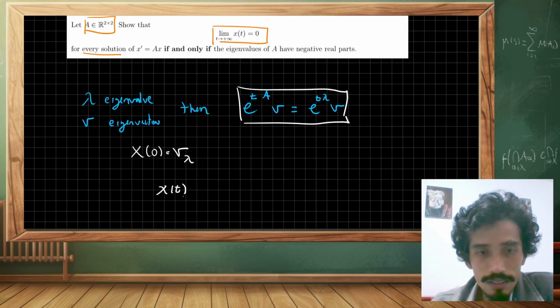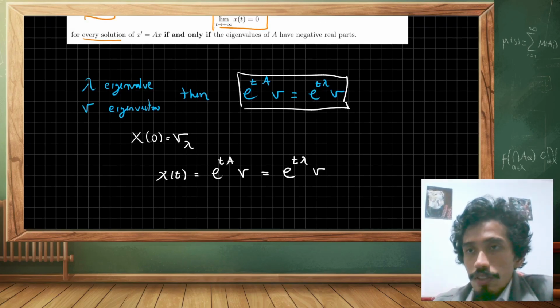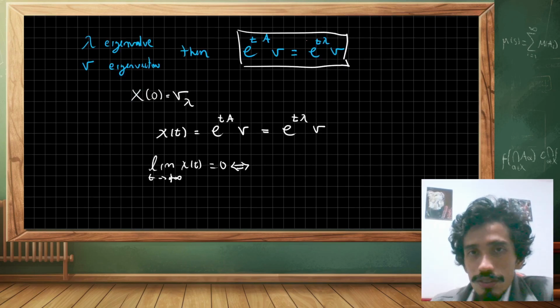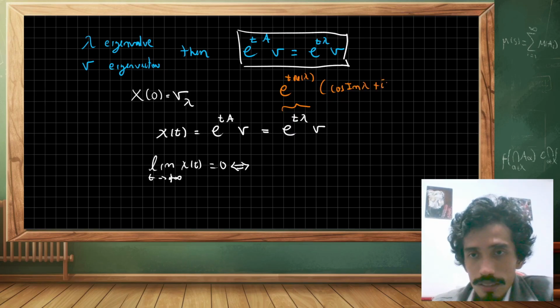And then we know that this is equal to, by the property, and I think that is clear. So at this point, the limit as t goes to plus infinity will be 0 if and only if... because you know this exponential is equal to e to the t times the real part of lambda, and then the cosine of the imaginary part of lambda plus the imaginary unit times the sine of the imaginary part of lambda.